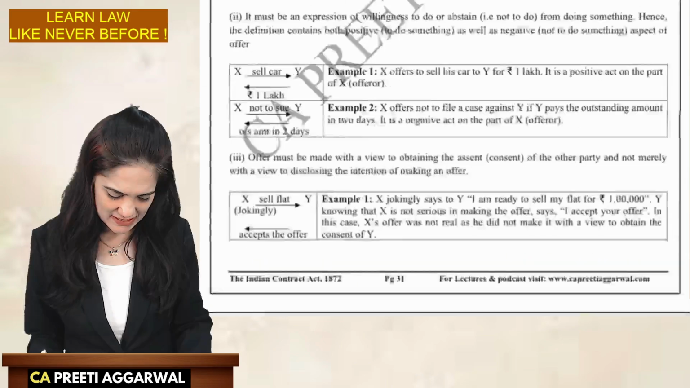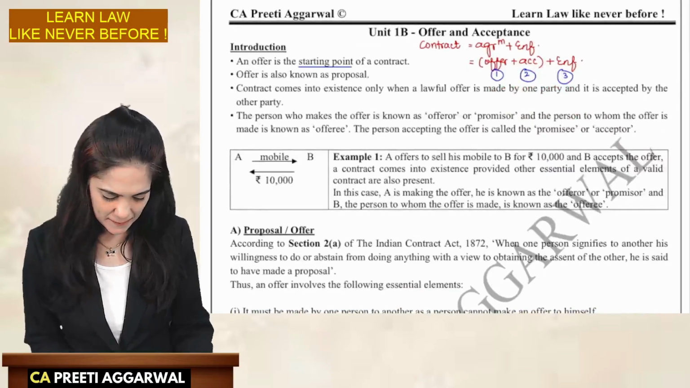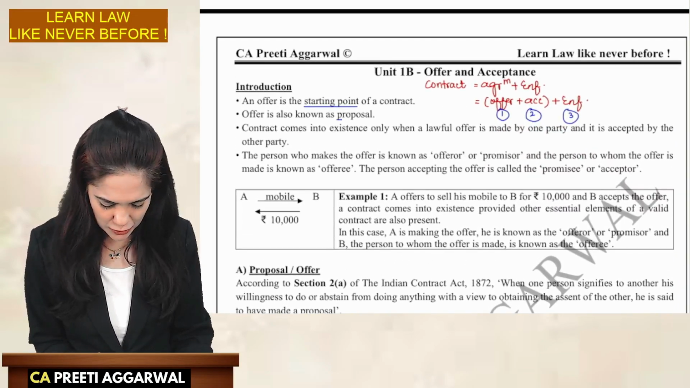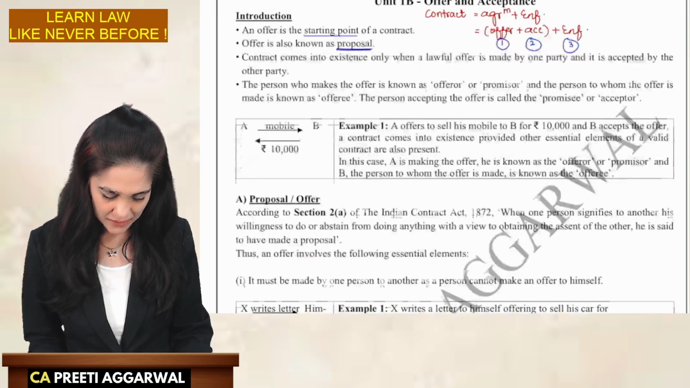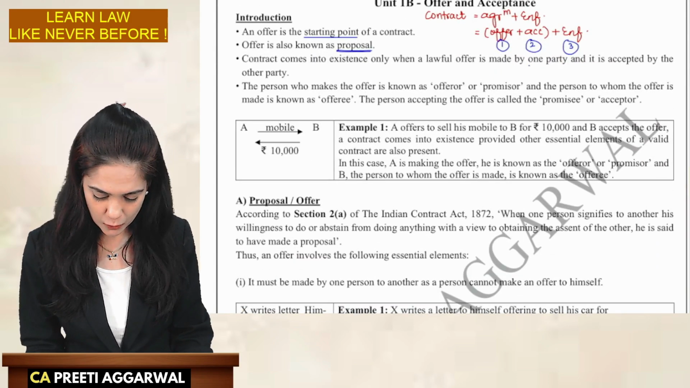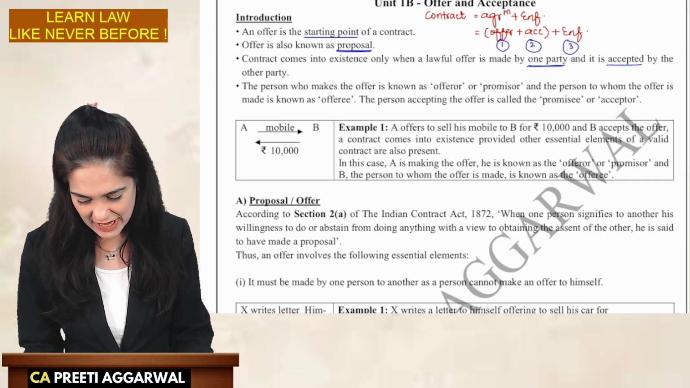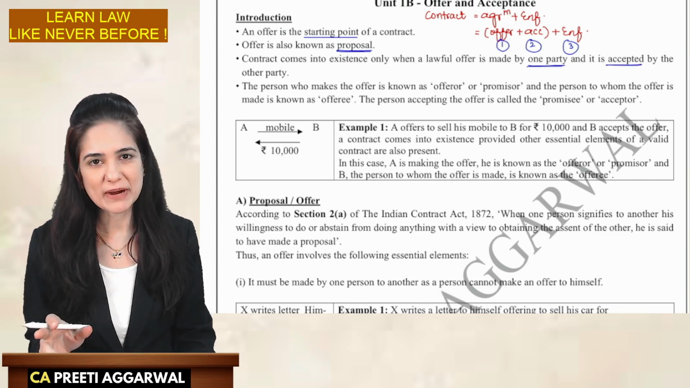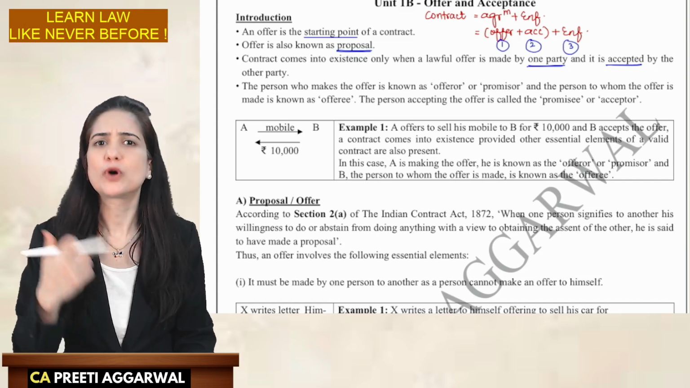Done. All right, let us read and highlight the keywords. Offer is also known as proposal. A contract comes into existence only when a lawful offer is made by one party and it is accepted by the other party. You cannot give the offer to yourself.